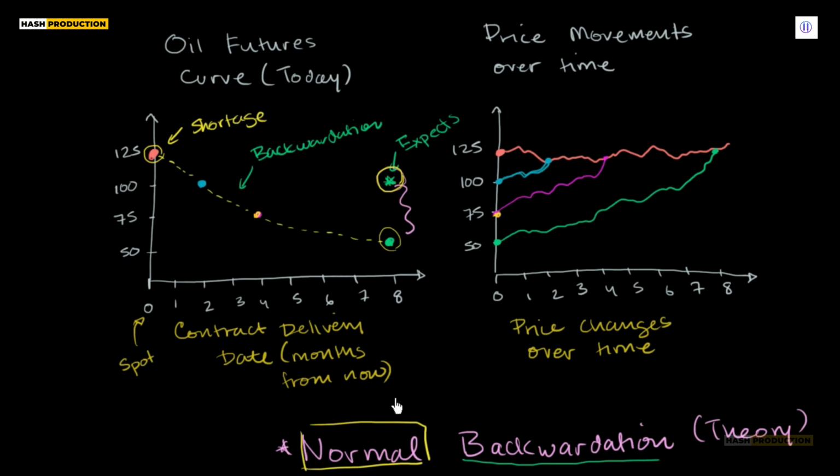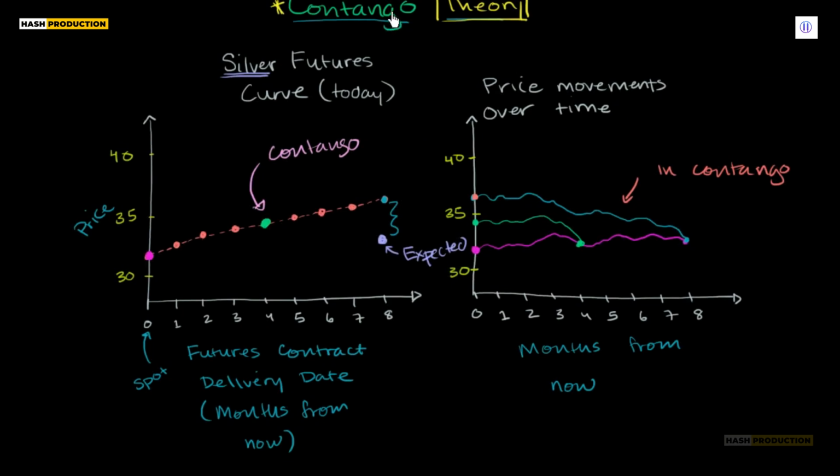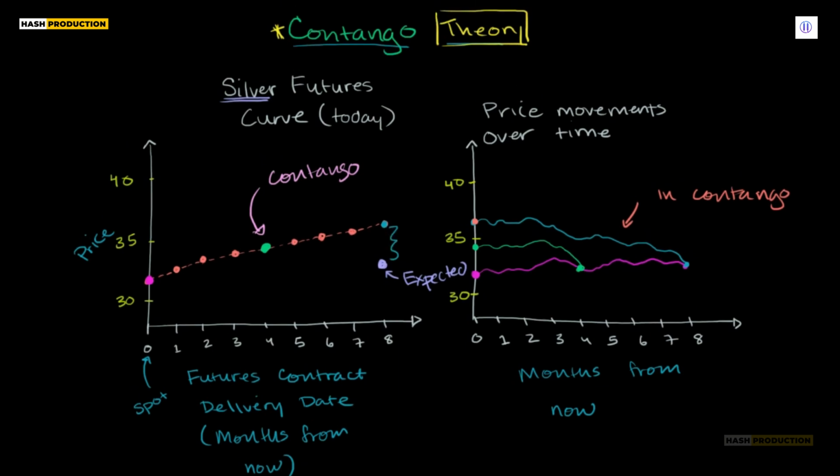If someone talks about normal backwardation or the theory of normal backwardation, they're talking about the idea that the future delivery price is below the market's expected price. I've even seen the words normal contango used when they're talking about contango theory, the idea that the future price would be above the expected price. So contango theory is the opposite of the theory of normal backwardation.